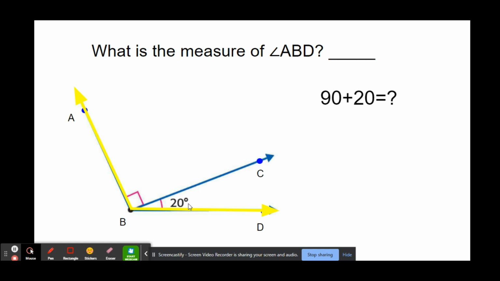We know that this one is 20 degrees, and we see this little clue again, so we know this is 90. So we need to add 90 plus 20. Go ahead and add that. That one's an easy one to do in your head, 110 degrees. If I take the 20 as 10 plus 10, 90 plus 10 gives us 100, and then another 10 to get to 110.